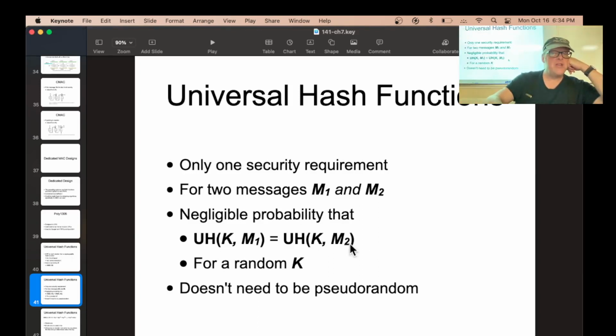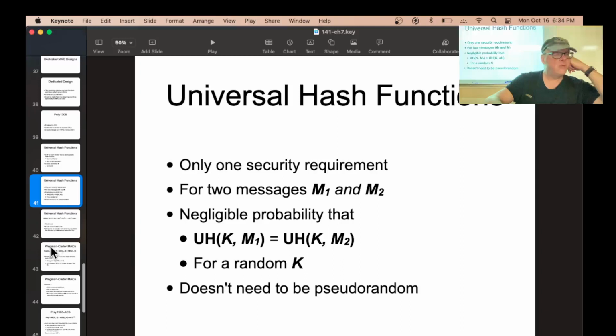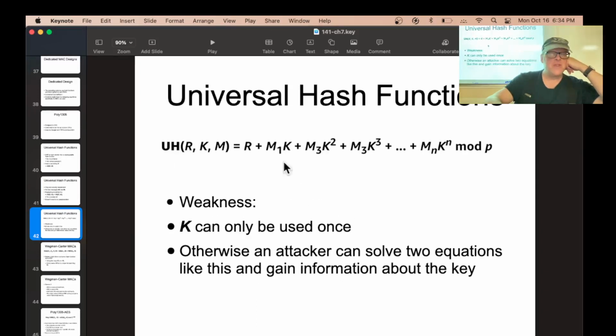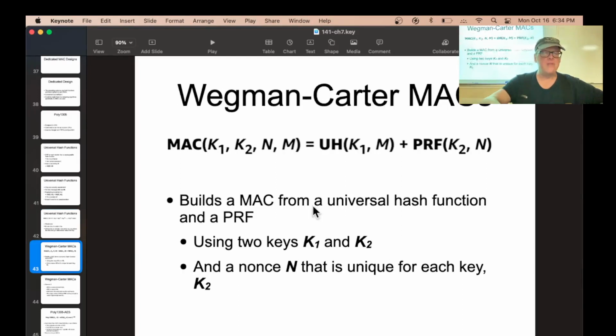This is the property you need. You don't really need generic collision avoidance. And so this is the simple function. It's just key and key squared and key cubed up to key to the n. It's just a polynomial in the key mod p. And so the weaknesses are the key can only be used once, and otherwise an attacker can solve two equations like that and solve for the key.